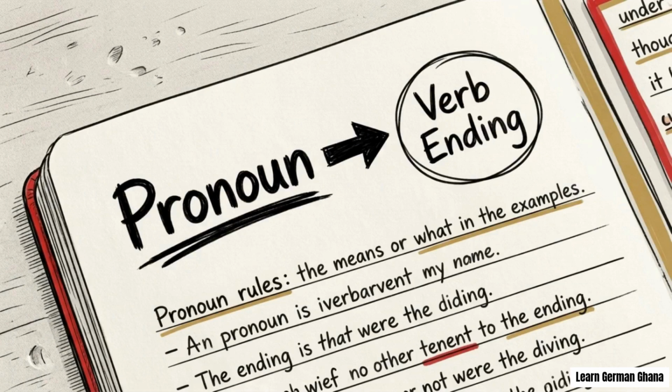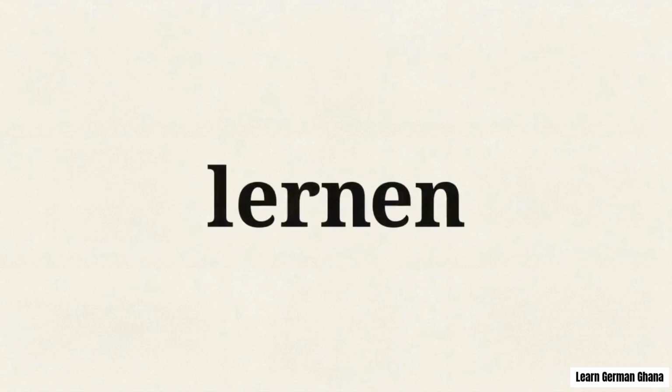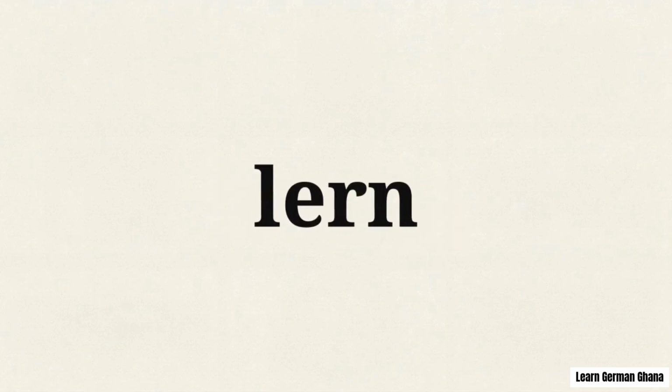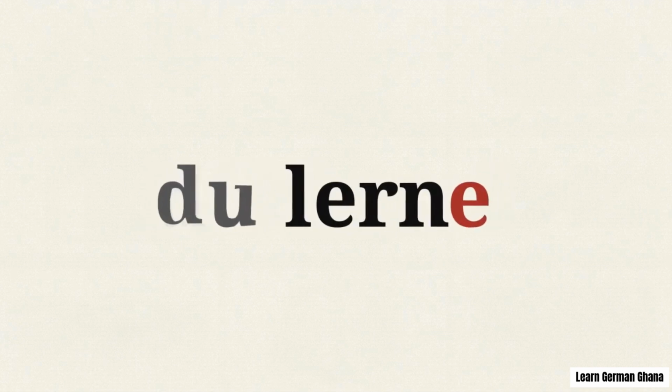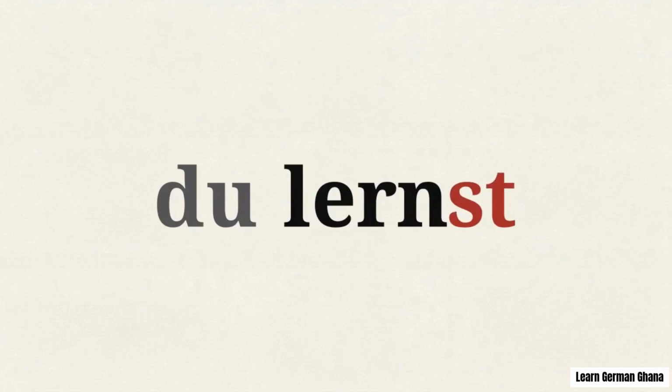But in German, applying a pronoun triggers a mechanical change. The verb must alter its ending to match whoever is performing the action. Take the verb lernen. We remove the en ending to expose the stem. For the pronoun ich, we attach an e, creating ich lerne. Change the subject to du, and we swap the e for st, creating du lernst.